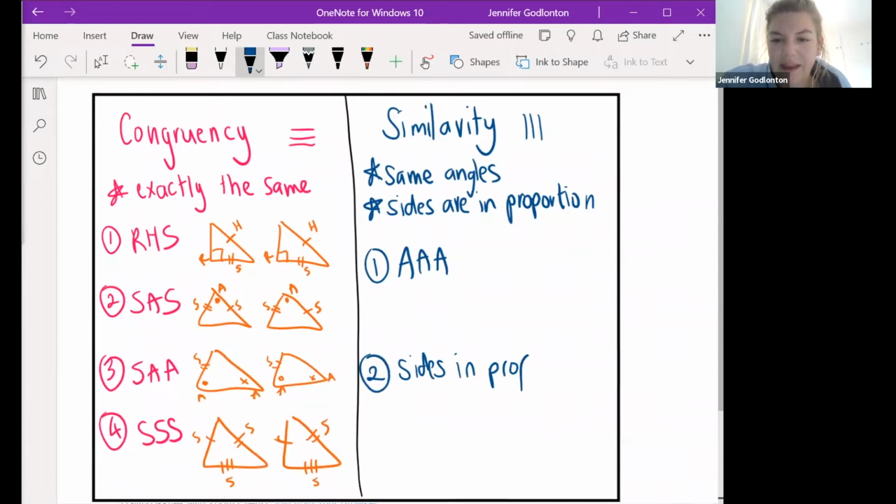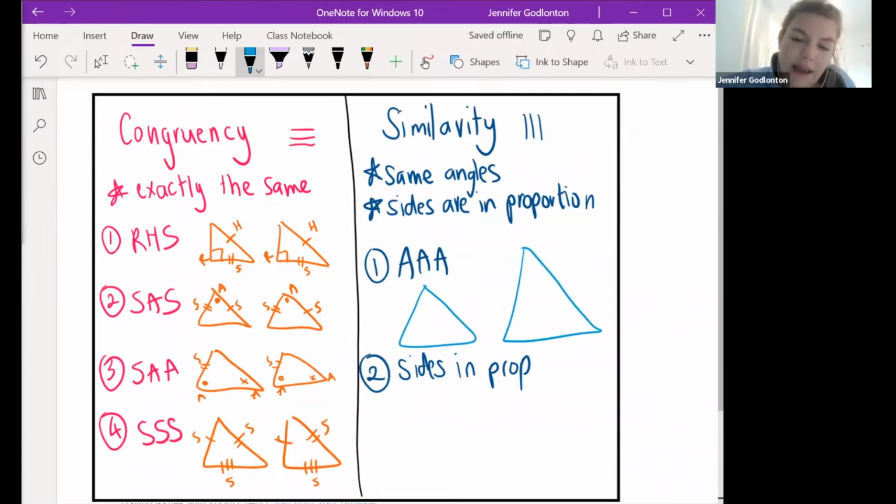All right. Now, in order for me to prove AAA, I have to be given two triangles. I have to be given that those two angles are the same as each other. Okay, so there's one of my angles. Those two angles are the same as each other. And those two angles are the same as each other. So all of my angles have a corresponding angle that they're equal to. So all three angles in this triangle equal all three angles in that triangle. Then I can use AAA.